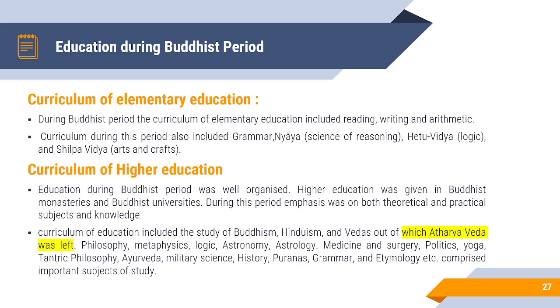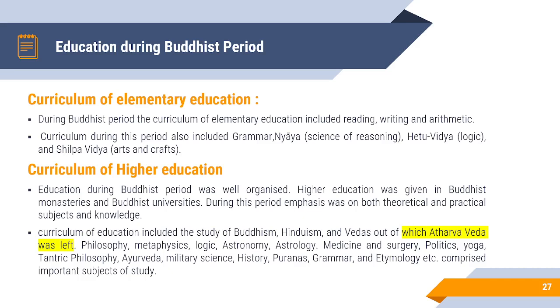Curriculum of higher education. Education during the Buddhist period was well organized. As we discussed, there were institutions called monasteries and viharas where you had to get admission for getting education at the time of the Buddhist period. So it was basically a well organized system during the Buddhist period. Higher education was given in Buddhist monasteries and Buddhist universities. During this period, emphasis was on theoretical and practical subjects and knowledge.